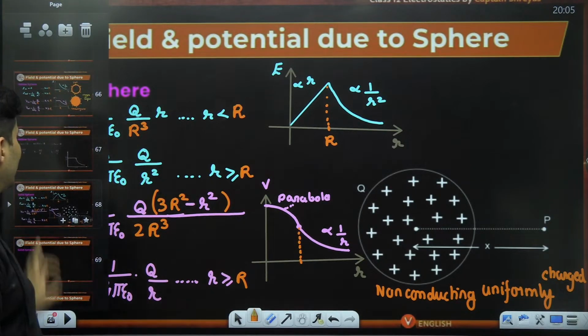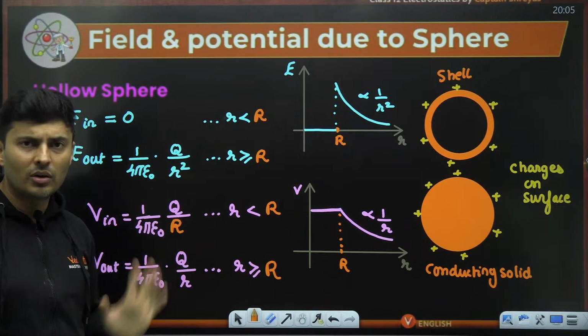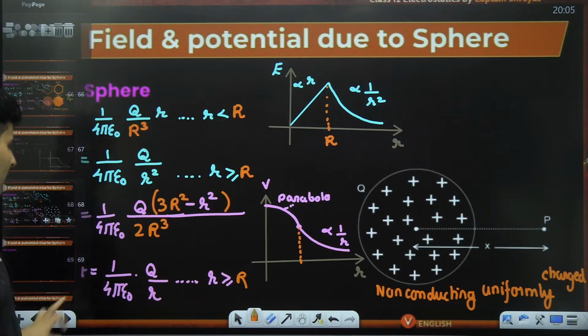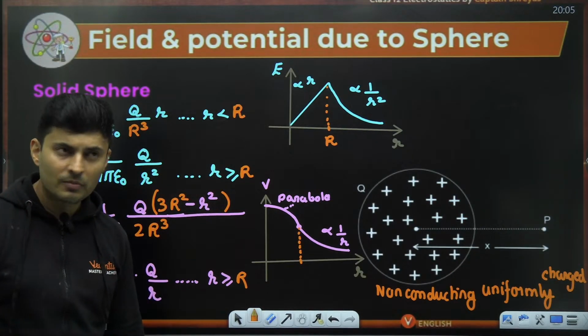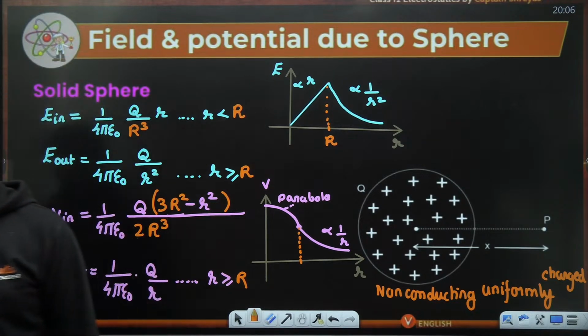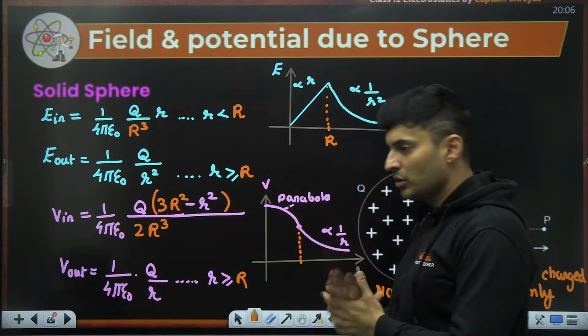For hollow sphere, it is very simple. Inside everything is zero except for potential being constant. Outside it behaves like a point charge. But the moment you have a solid sphere, this is how it behaves. Okay. So these were the formulas for fields and potentials, guys, which you should know. The graphs also you should know.